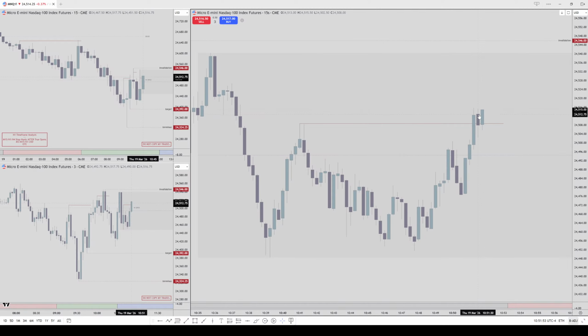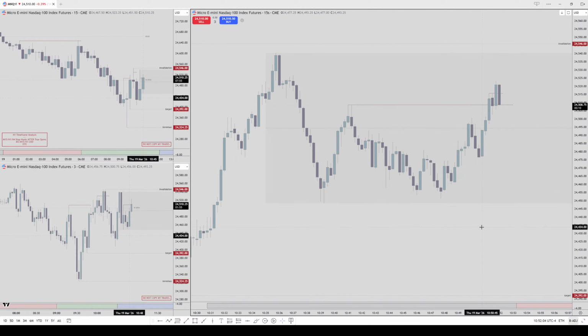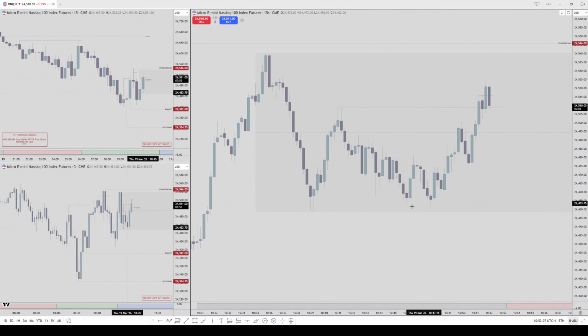Okay, now I'm looking for maybe one more stop run right here on the 15 seconds. And once we close below this green candle, I'll short. I'll look for a short to take out the lows and start trading into the target. We have 7 more minutes before this candle closes. Okay, now we're short.